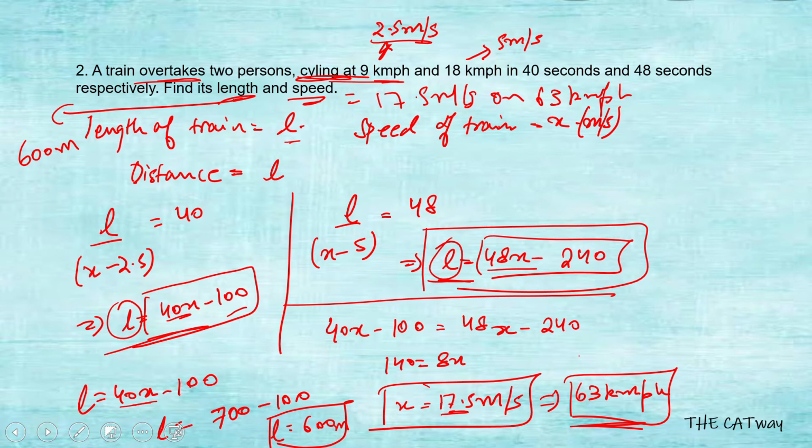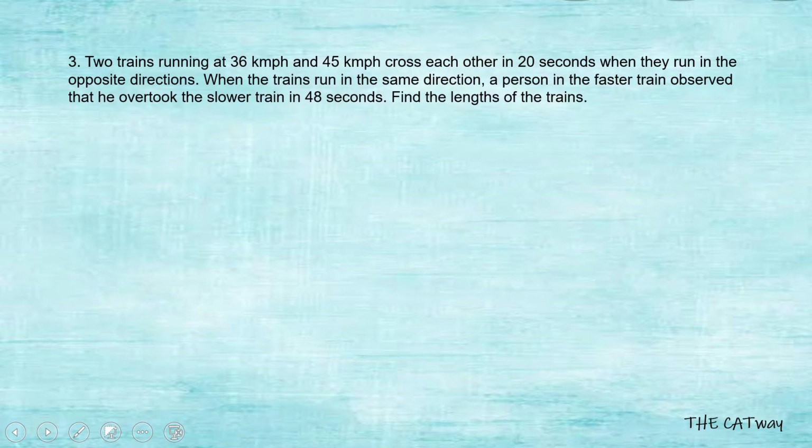Okay, so let's move towards the third question. The third question says that two trains running at 36 and 45 kmph. First step, convert into meter per second. This will be 10 meter per second, and this will be 12.5 meter per second. They cross each other in 20 seconds when they run in opposite direction. Opposite direction means the relative speed will be the addition of both the trains.